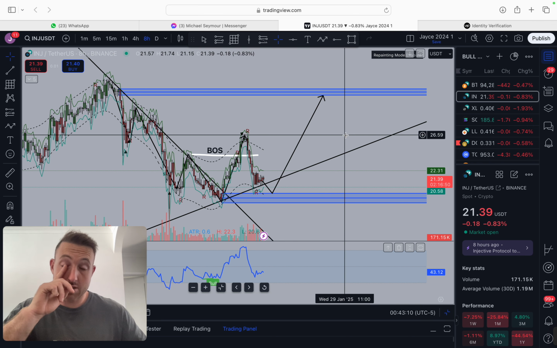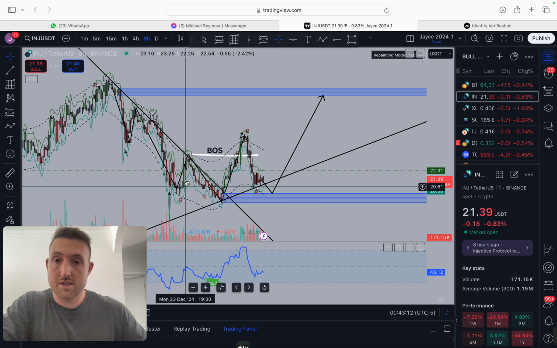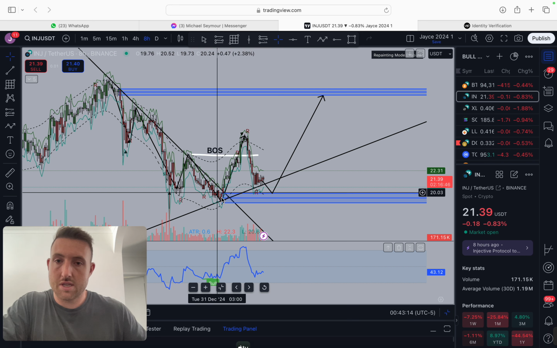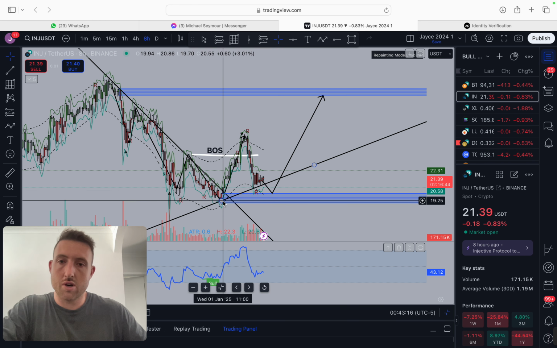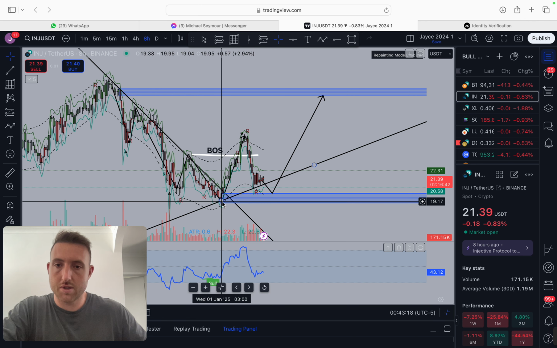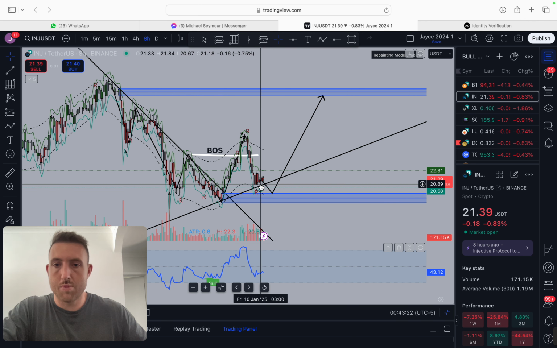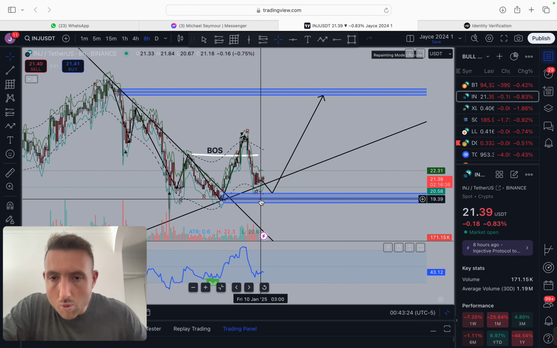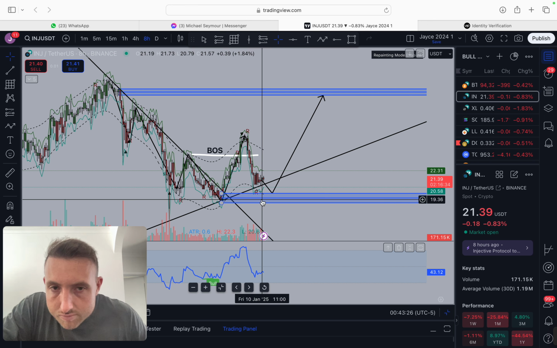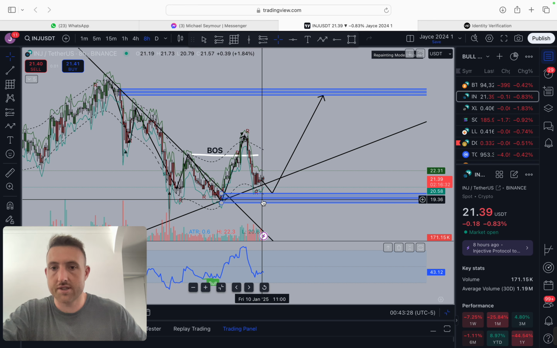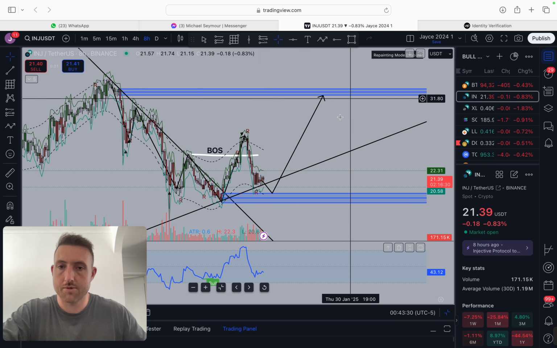It's not always straight away, but the fact that we just keep putting in higher highs and higher lows is the important thing. So we can see we've gone the low there, we're putting in a higher low here, and we can come all the way down to 19.36 and still keep an uptrend.